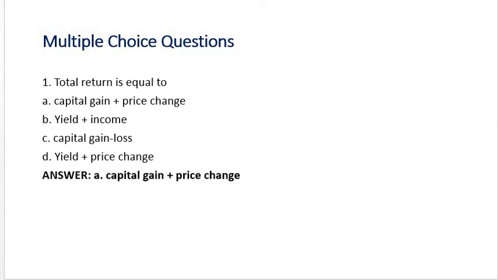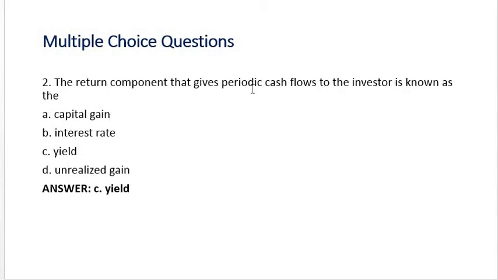The next one is, the return component that gives periodic cash flows to the investor is known as the capital gain, the interest rate, the yield, the unrealized gain. So the return component will be considered as the yield what you are going to get.